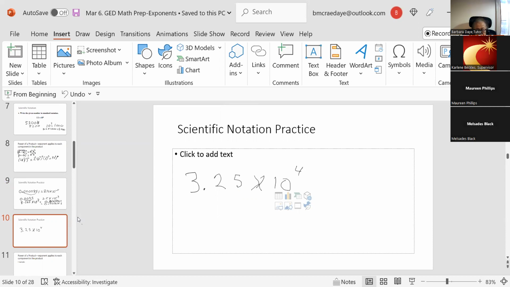Okay, Mercedes, what would that be in standard notation? If that's scientific notation, I want you to convert this to standard. What would that be? Okay, it would be 3, 2, 5, and 4 zeros. No, you said 4 zeros, right? Stop, don't put 4 zeros, put 3 zeros.